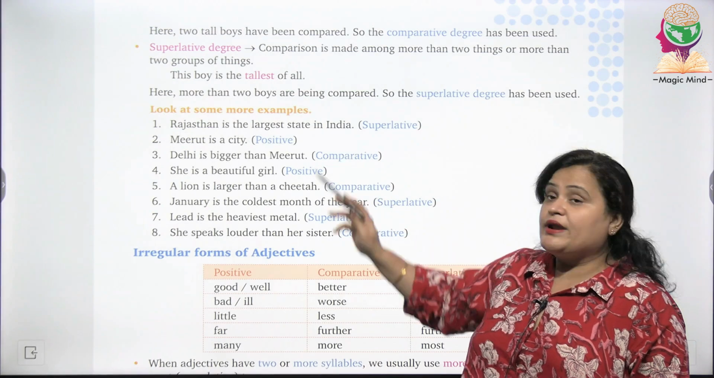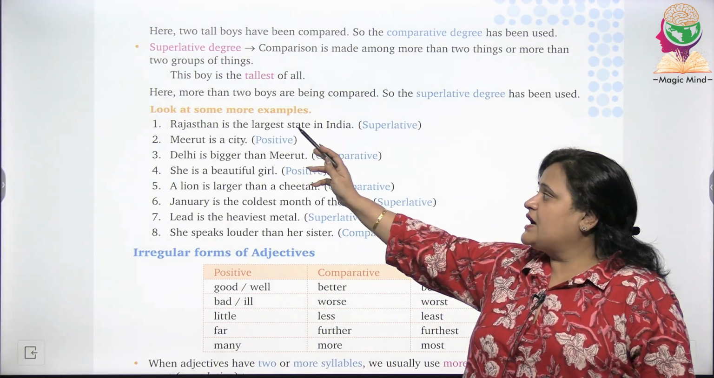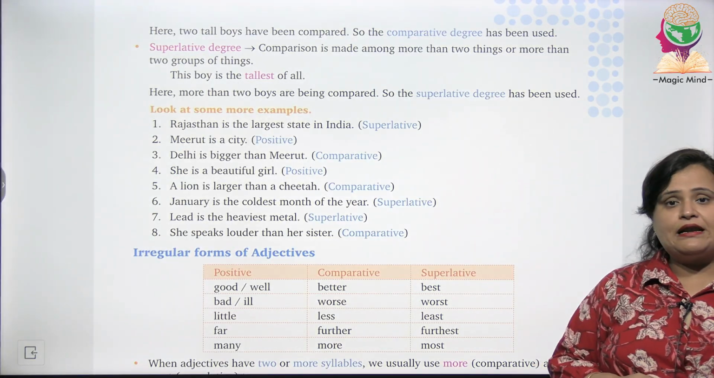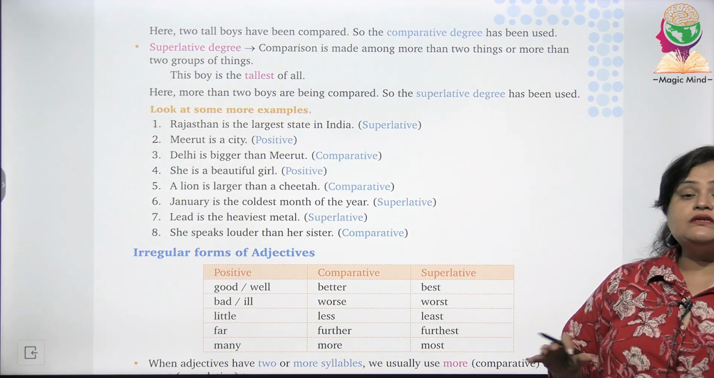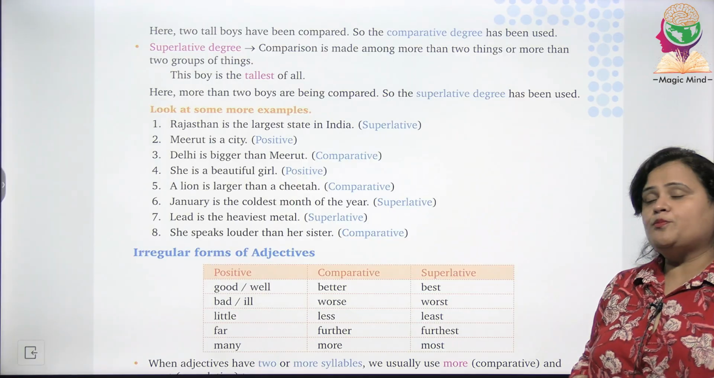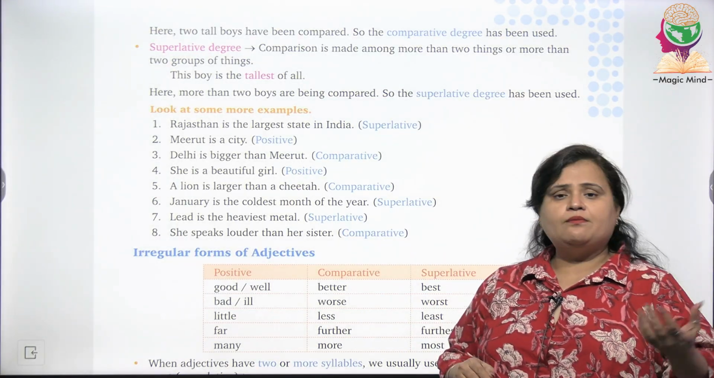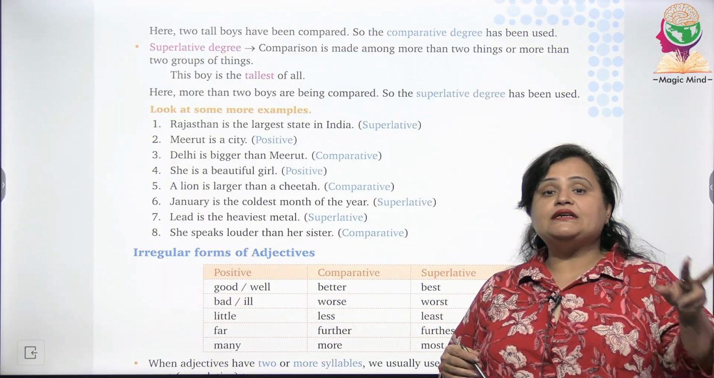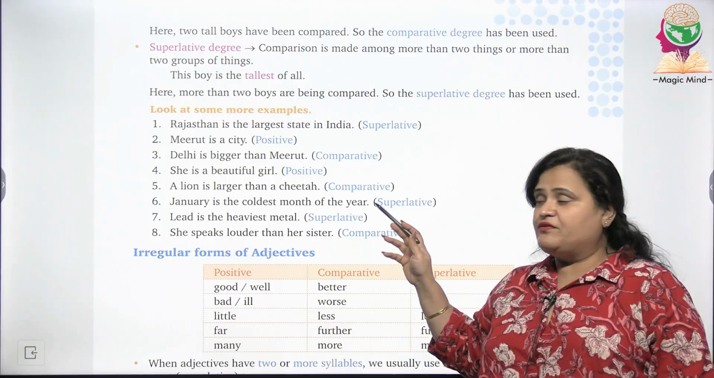Look at some more examples. Rajasthan is the largest state in India. This is superlative. क्योंकि पूरे इंडिया में इसे सबसे बड़ी स्टेट बताया गया है. So यहाँ पर superlative degree. मेरठ is a city, positive. Delhi is bigger than मेरठ. यहाँ पर comparison है दिल्ली और मेरठ का, comparative degree.